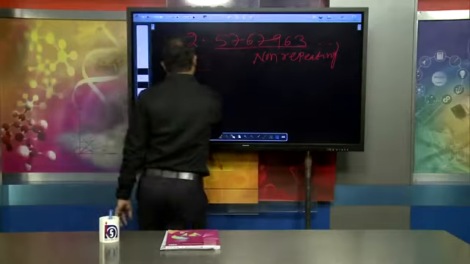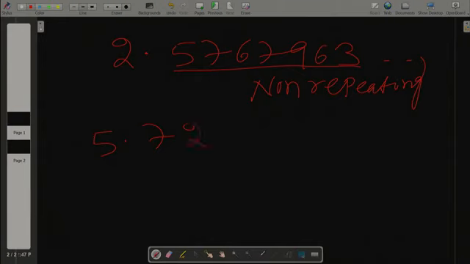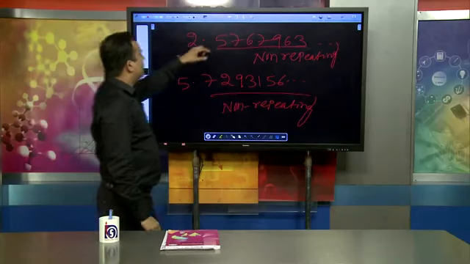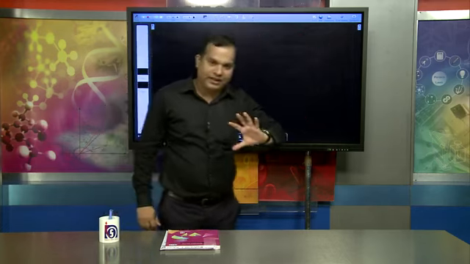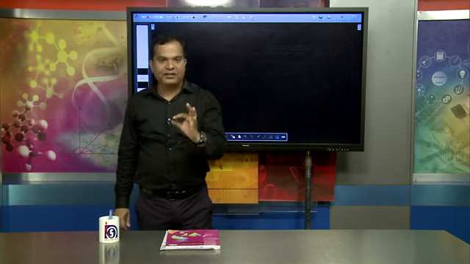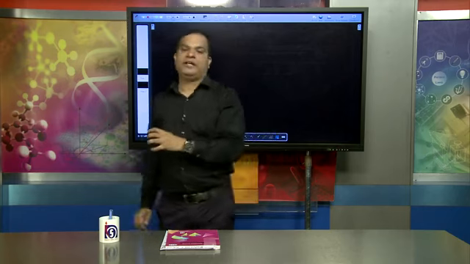Again I can write, suppose, 5.729315 dot dot dot. Here also I can say non-repeating. So simply, when talking about the decimal expansion, the first category is terminating, the second category is non-terminating but repeating, and the third category is non-terminating, non-repeating.